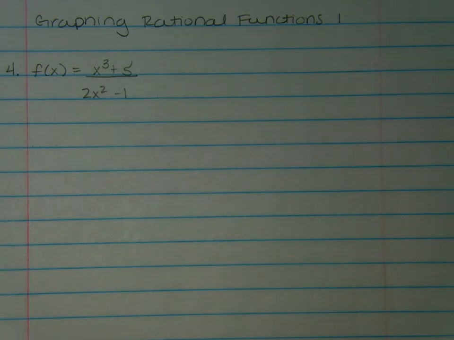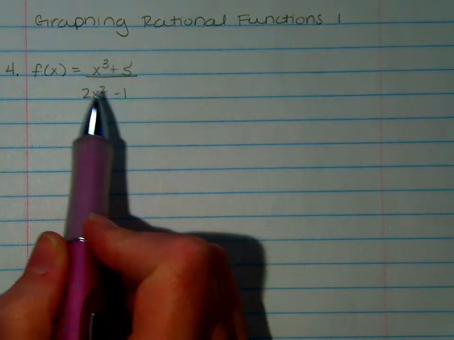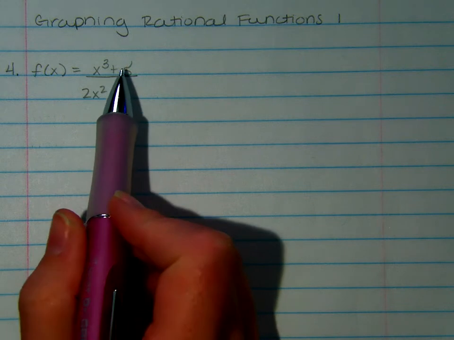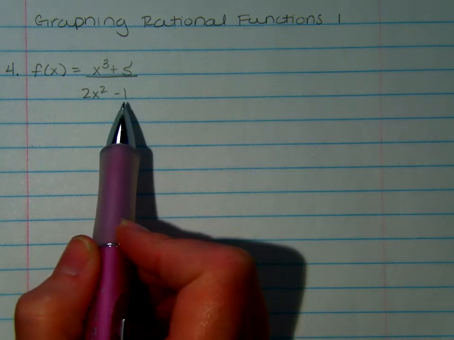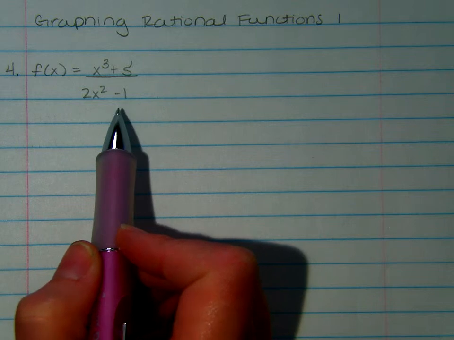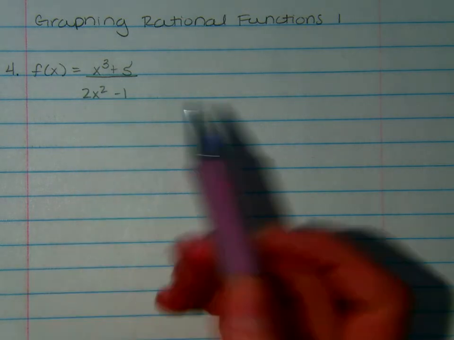All right, kids, this is question 4 from Graphing Rational Functions 1. That's Tuesday's assignment. The first thing we do with any rational function is we look to see if it's factorable. Neither of these polynomial expressions are factorable, so I'm not going to factor it. I also notice that there are no common factors. It's not factorable and we don't have anything in common.